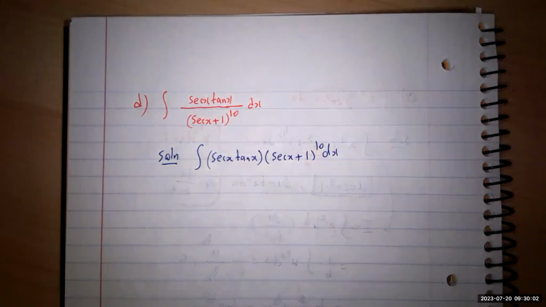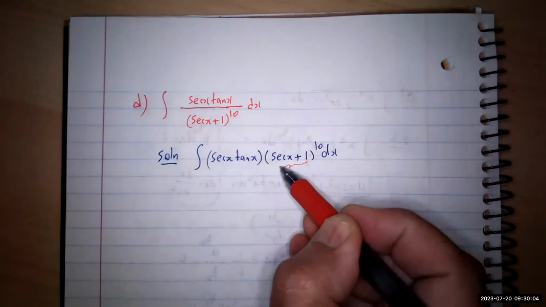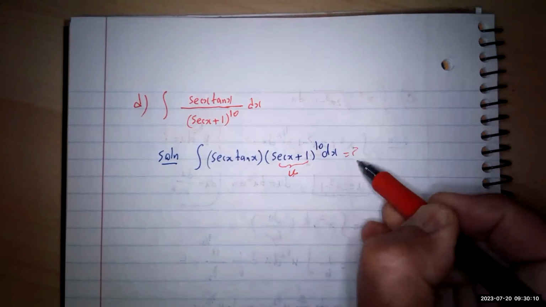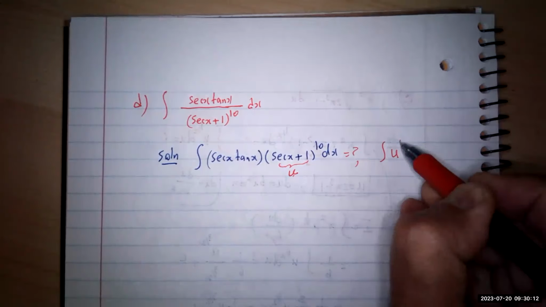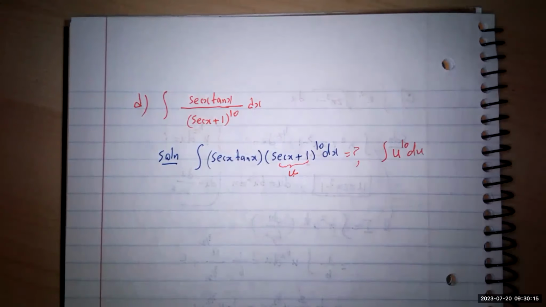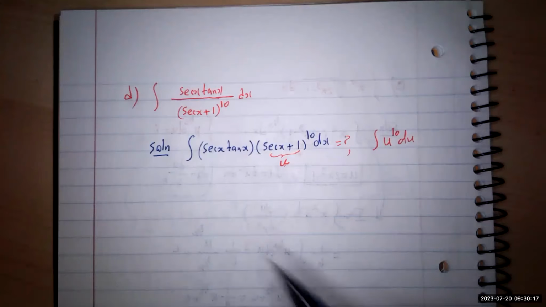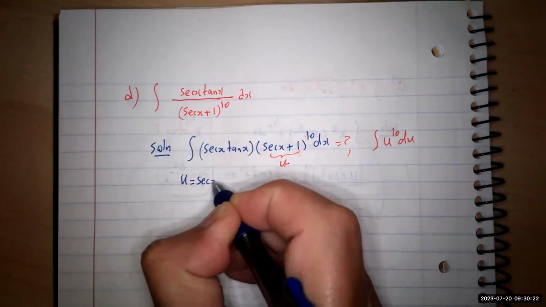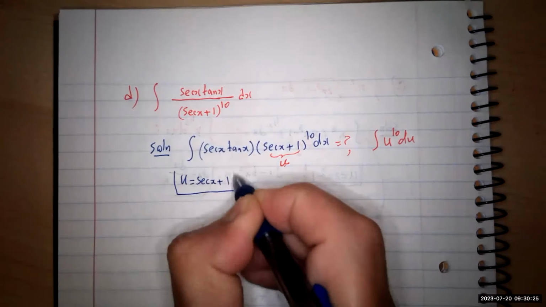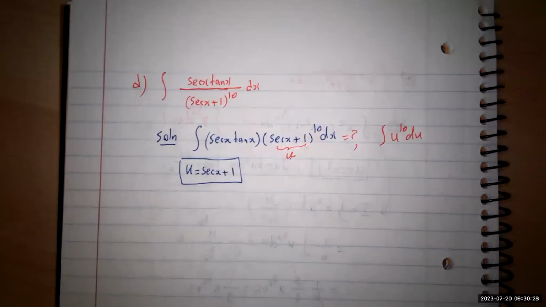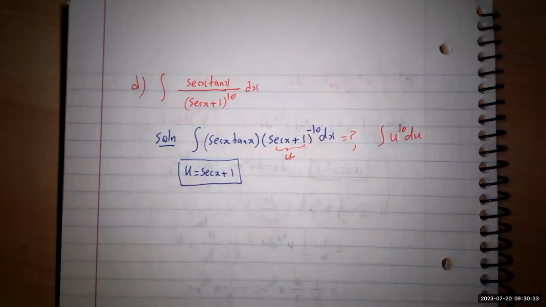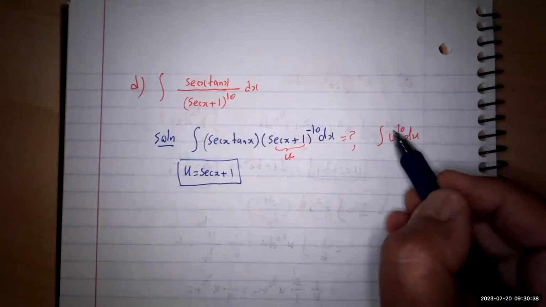So again, something inside parentheses, we are going to call it u. If you do everything right, the target is going to be u to the negative 10 du. It can be easily created. So you take your u, which is your secant x plus 1, with the exponent negative 10.